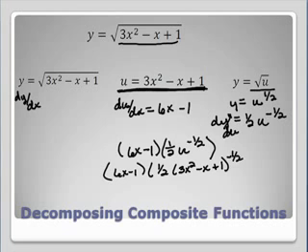And if we wrote that as a fraction, the 6x minus 1 would be in the numerator, the 2, and the 3x squared minus x plus 1 is raised to the positive 1/2, so it would be the square root of the 3x squared minus x plus 1. Okay, now that's kind of the technical way to do it.